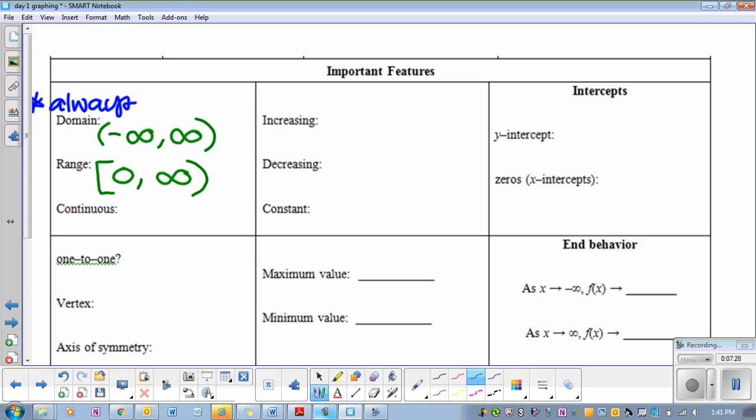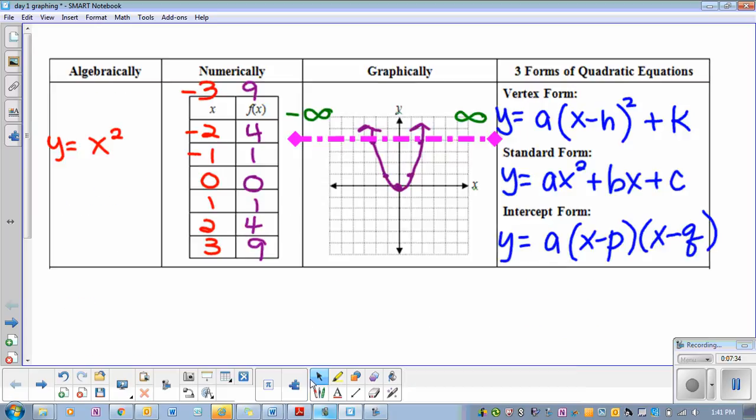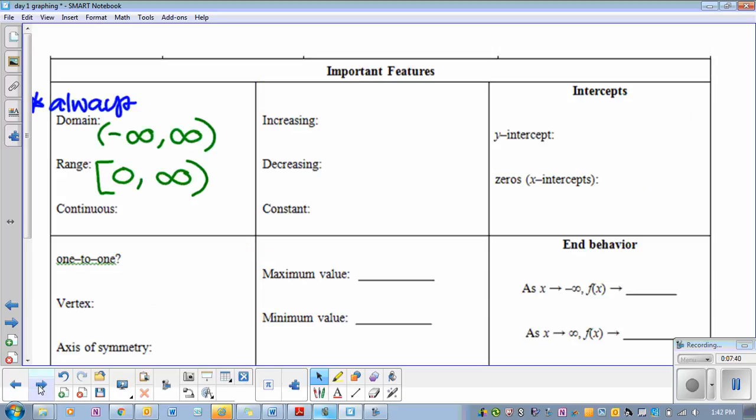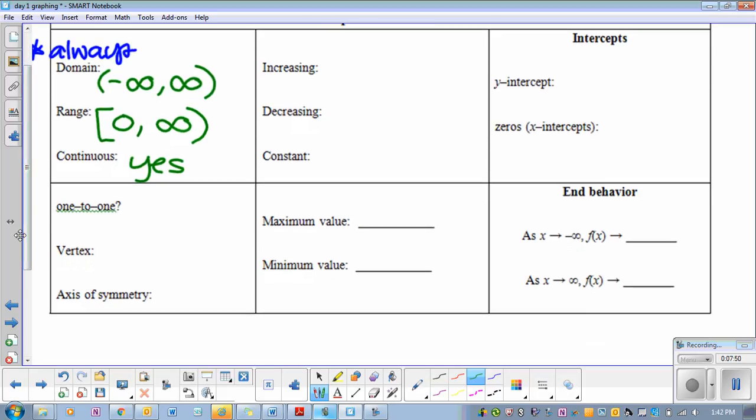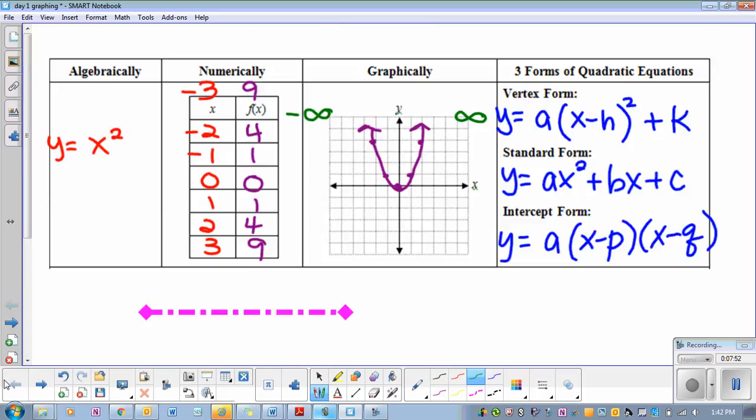All right, so is this continuous? Yes. Are there any holes or breaks or gaps in this graph? No. So it's continuous, right? Now, is this one-to-one? Let's see.